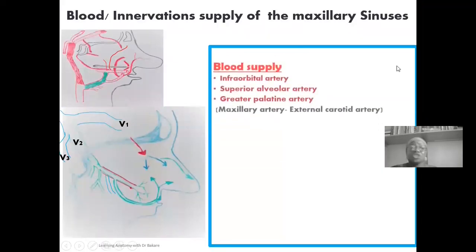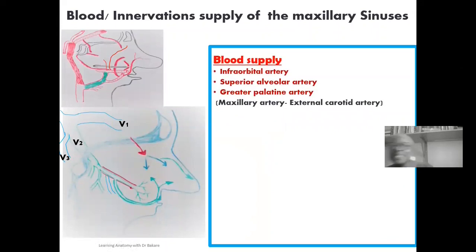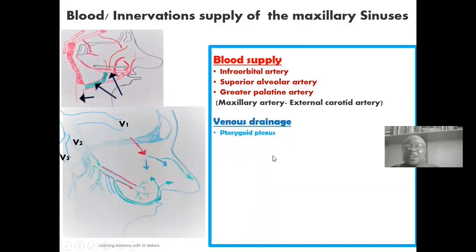So talking about the blood supply, the innervation and also the lymphatics, the blood supply of the maxillary sinus is by the infraorbital artery, the superior alveolar artery, and also the greater palatine artery. All these arteries are branches of the maxillary artery, which of course emerges from the external carotid. So this is where we have the maxillary artery. It's giving off these three branches to supply the maxillary sinus. Of course, we know that the maxillary artery is a branch from the external carotid, which emerges from the common carotid, where we have the venous drainage into the pterygoid plexus.